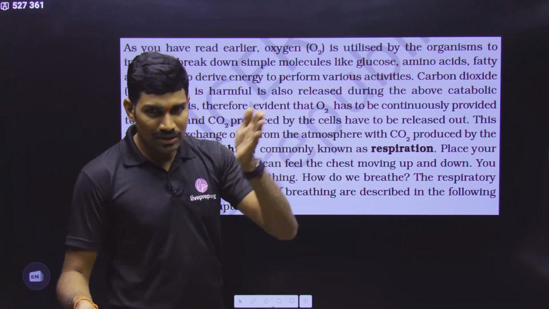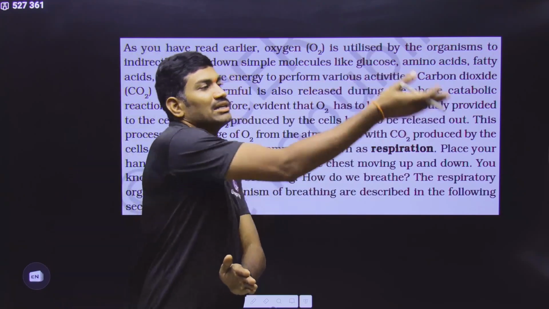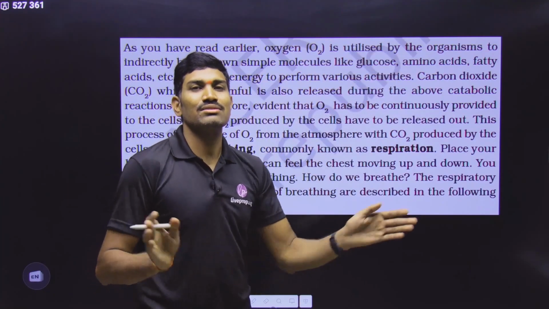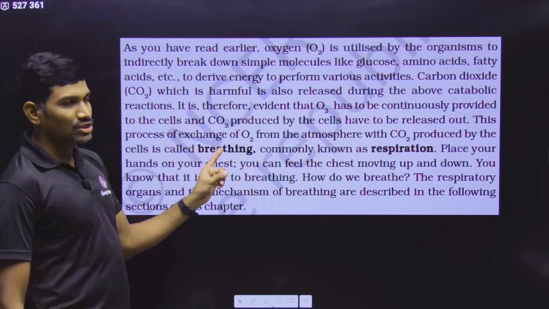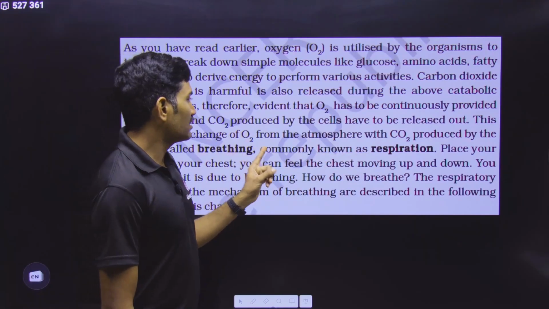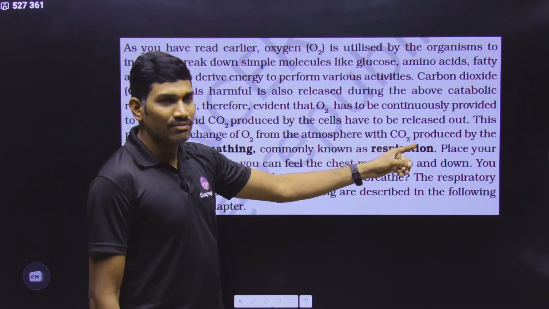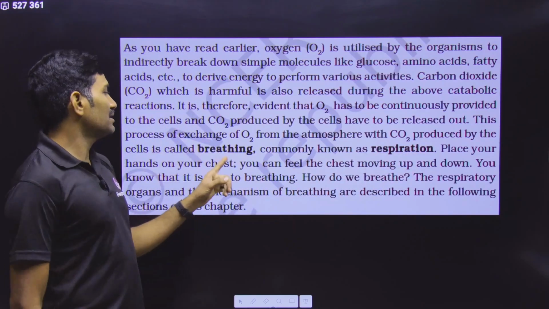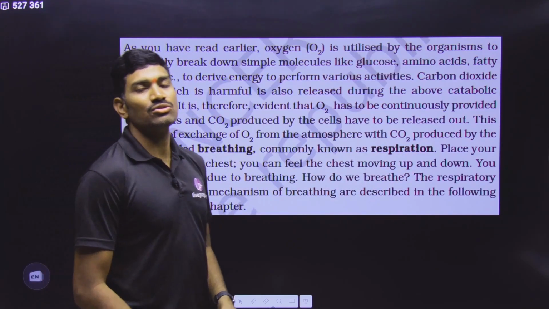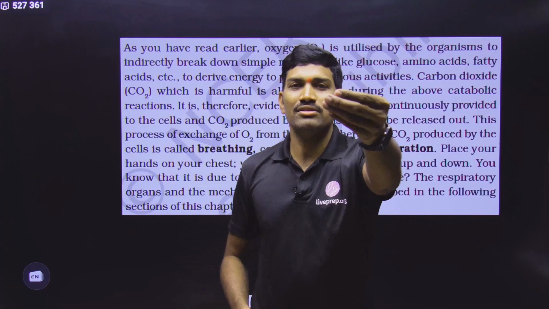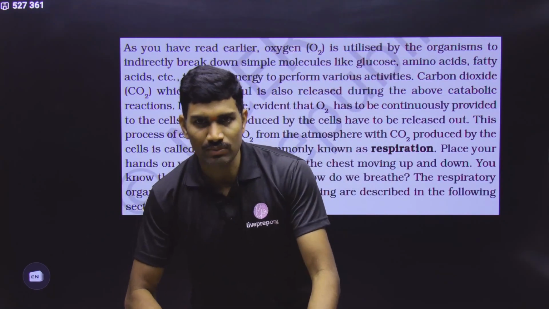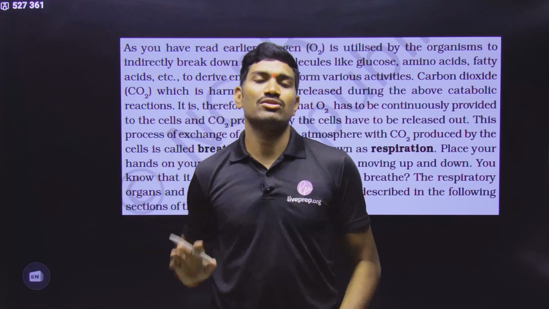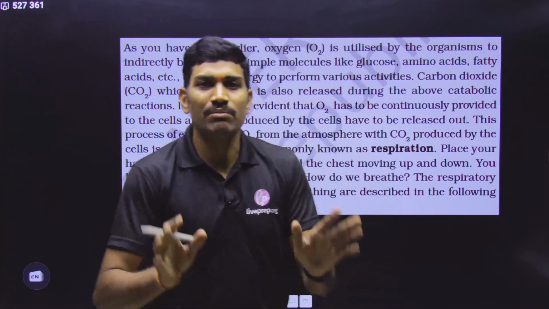So oxygen should be continuously supplied and CO2 should be continuously removed. That's why these two steps should be occurring continuously. And this process of exchange of oxygen from the atmosphere with CO2 produced by the cells is called breathing. So in simple terms, what is breathing? Oxygen from the atmosphere is taken into the cells and CO2 from the cells is released into the atmosphere. So this is, in simple terms, the breathing process.